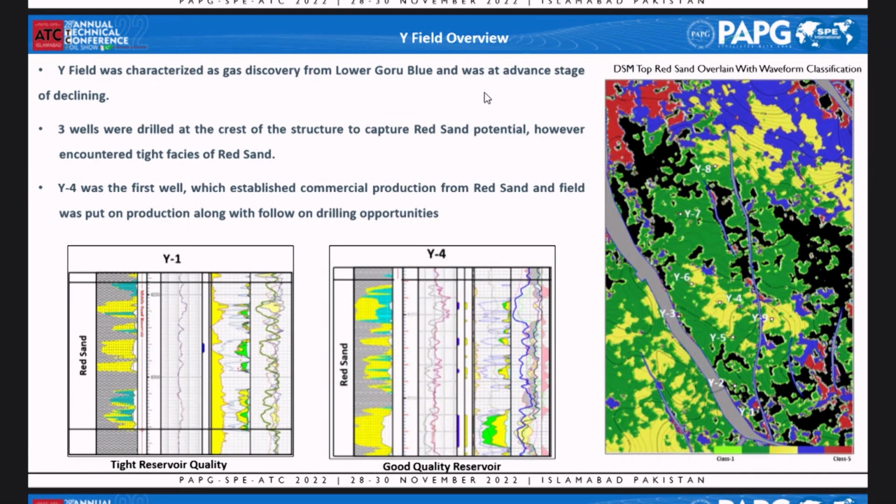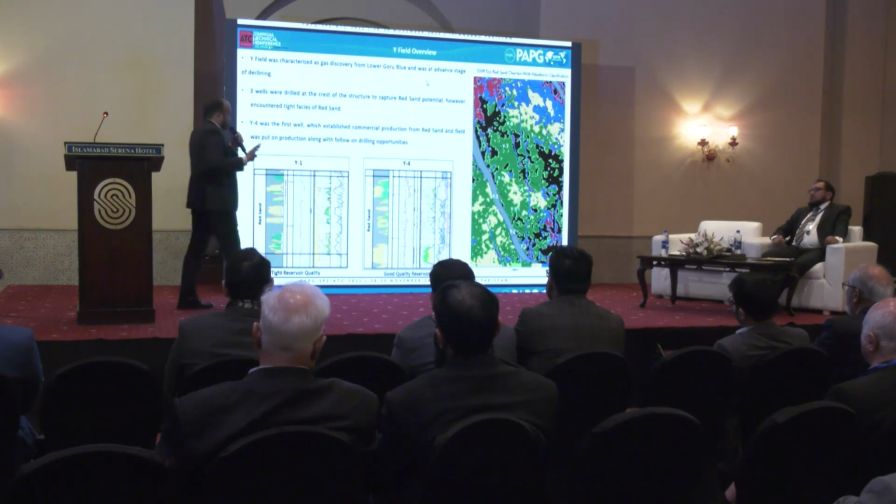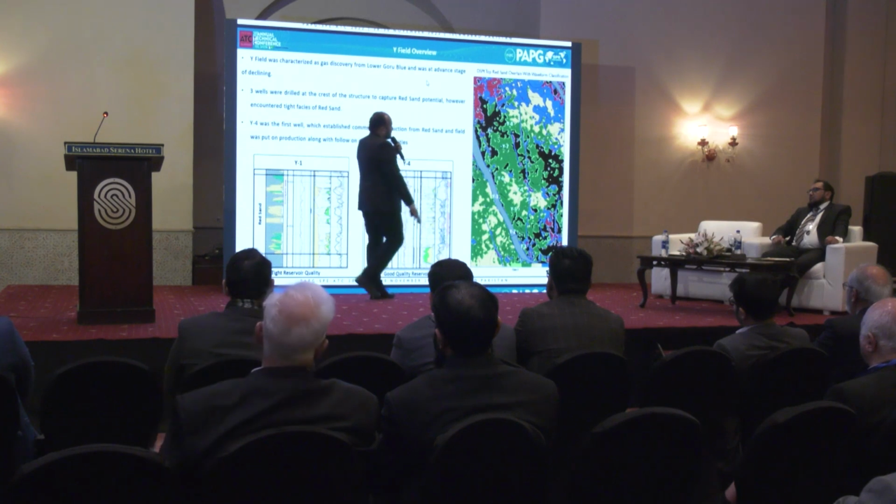So the scenario was the same in this field. This zone was not initially of our interest, because this field was producing from some other sand, and it was in the stage of decline with very limited production from it. So basically there were 3 wells initially, and that's why these zones were untested. There were 3 wells. This is the map.